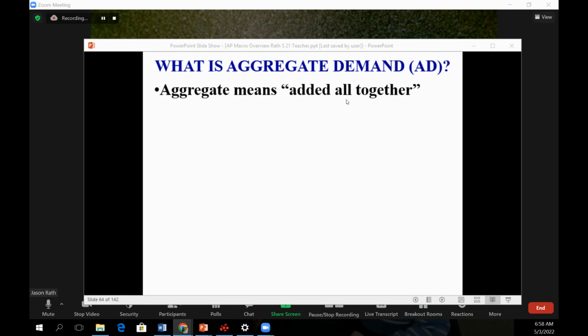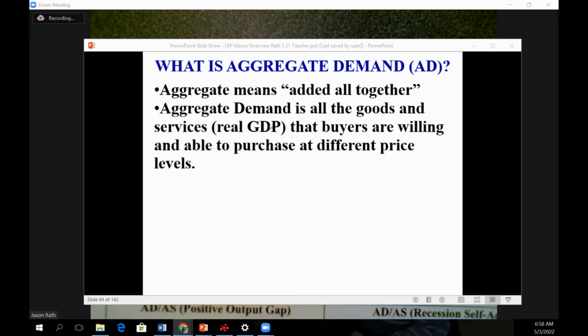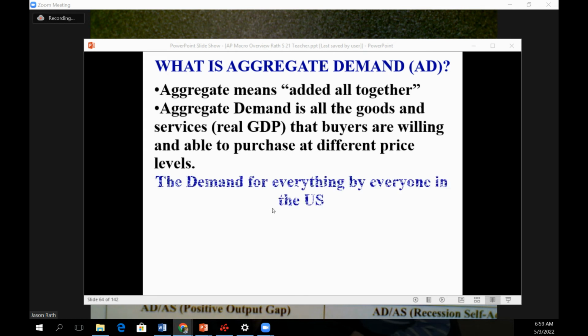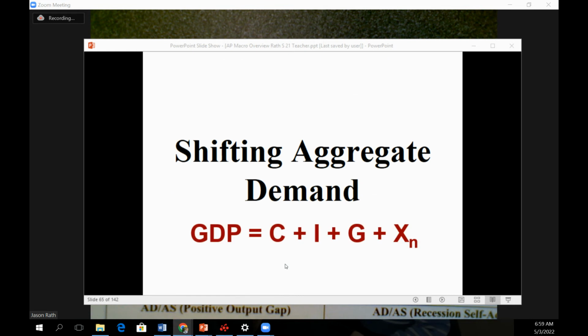It's the C plus I plus G. And so GDP is what makes up aggregate demand. So this is all the goods and services that buyers are willing and able to purchase at different price levels. So demand for everything by everyone in the United States. So here is the equation. GDP is consumption plus investment plus government spending plus export minus import.